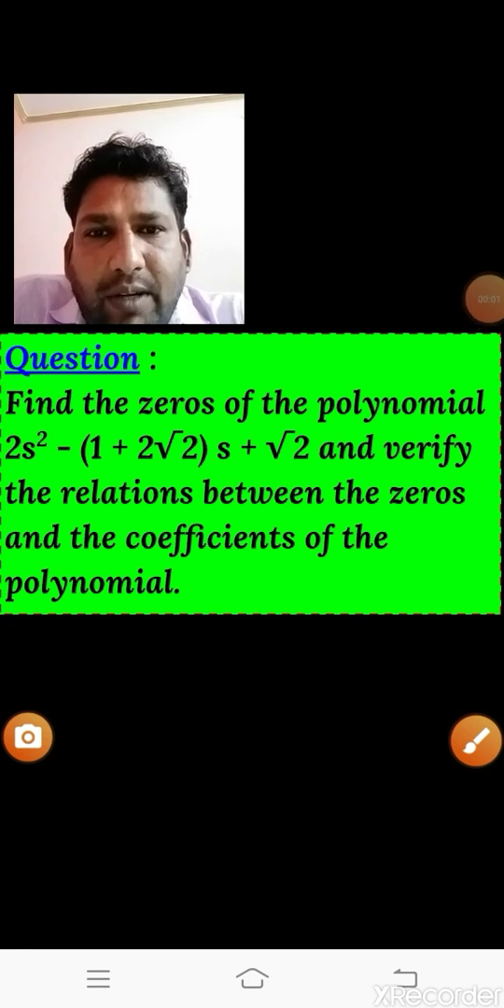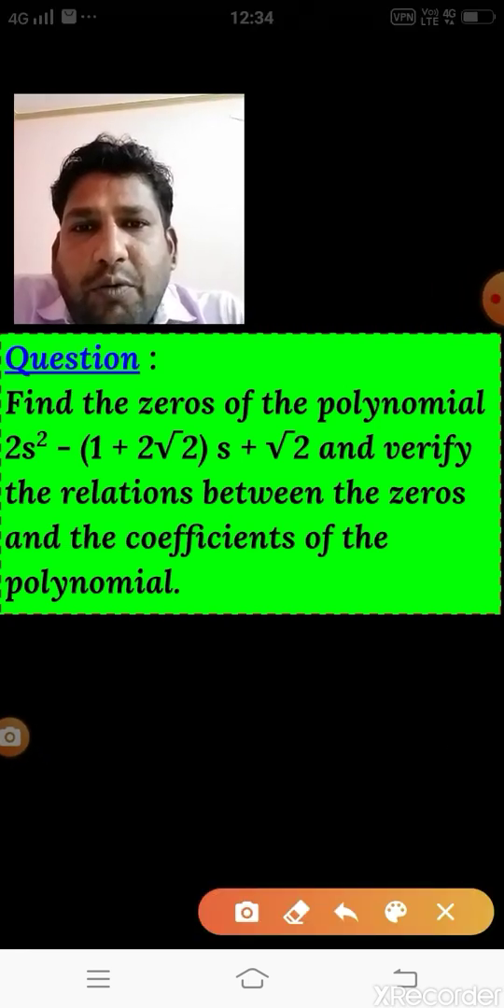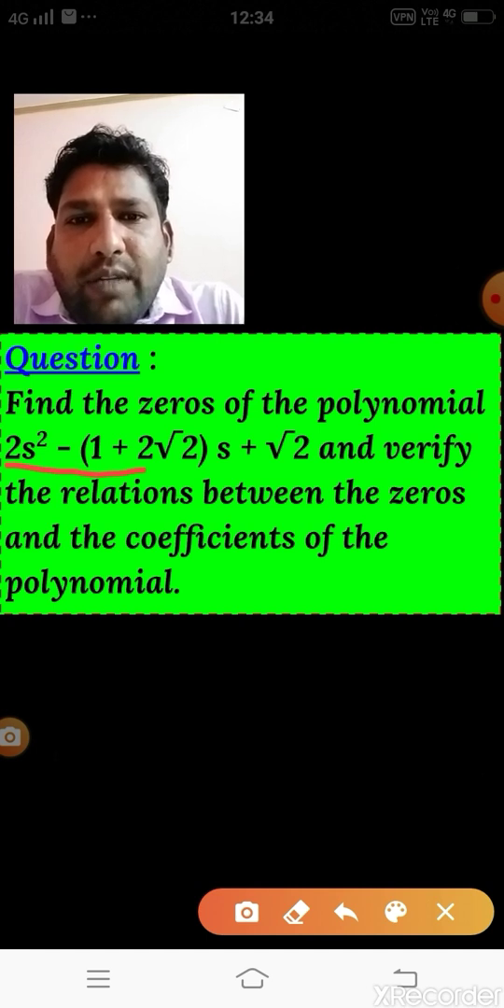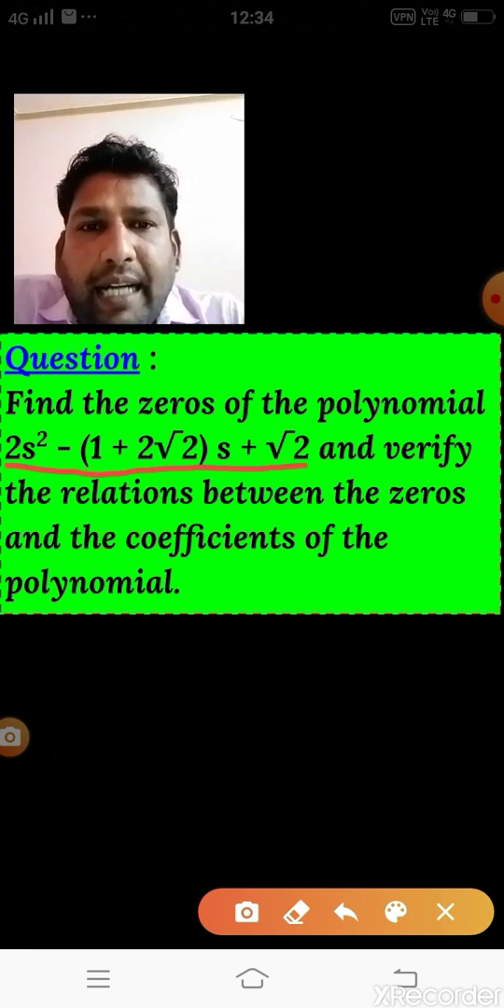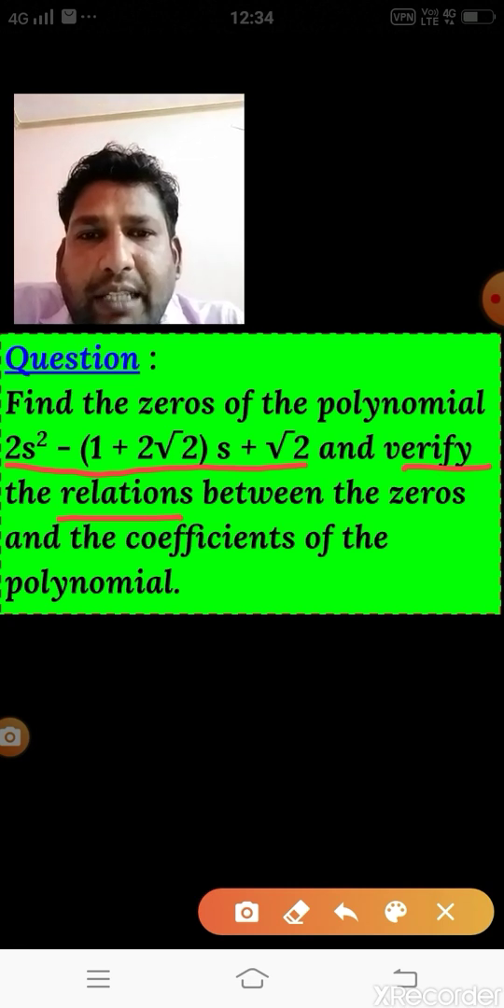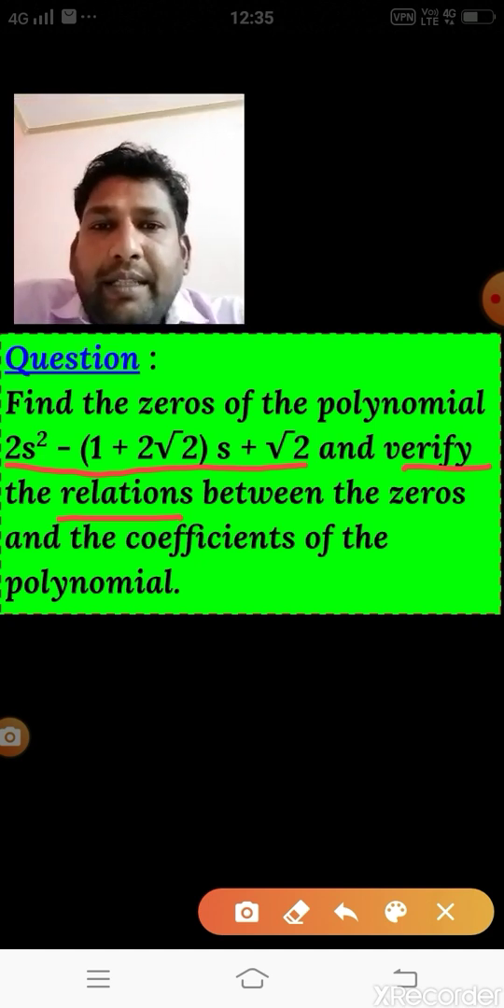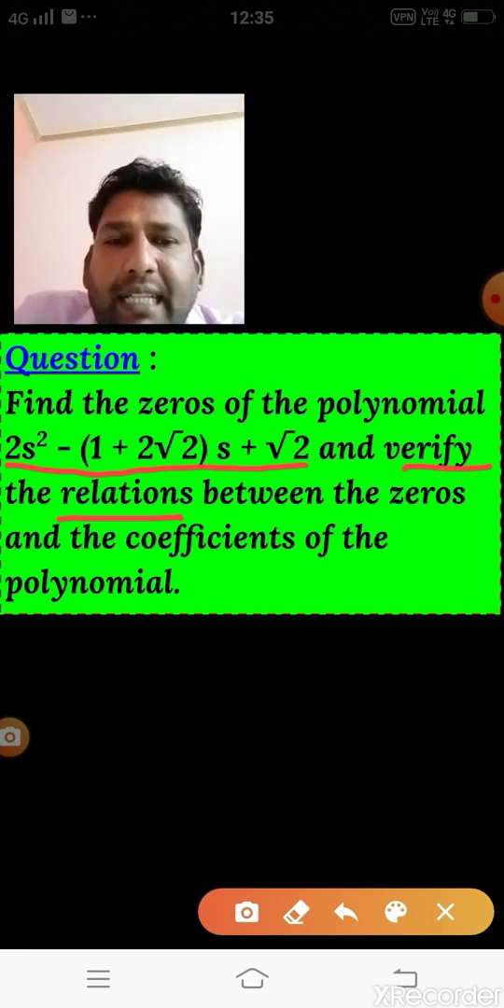Then here we have a question, and in this question we have to find the zeros of the given polynomial and then verify the relationship between the zeros and the coefficients of the polynomial, meaning between alpha, beta and a, b, c. Then how will you get the zeros of this polynomial? Again by the factorization method.